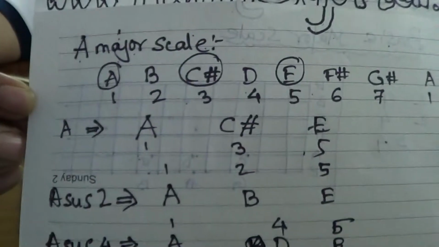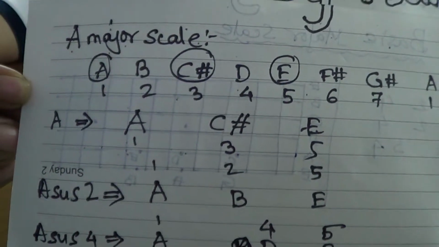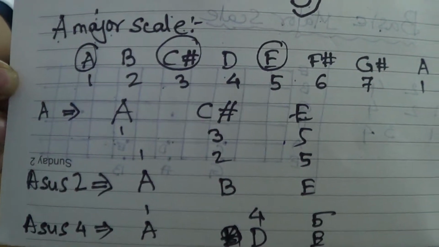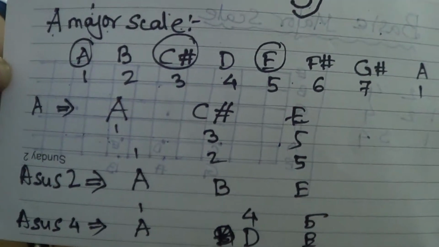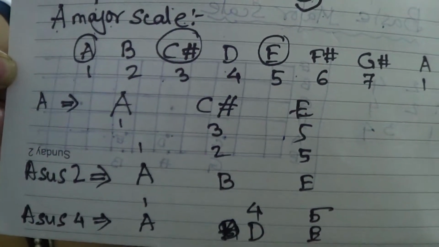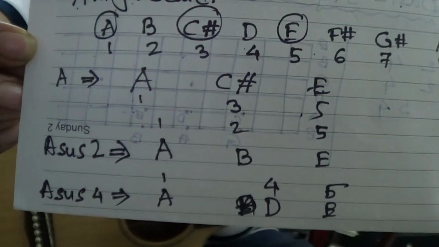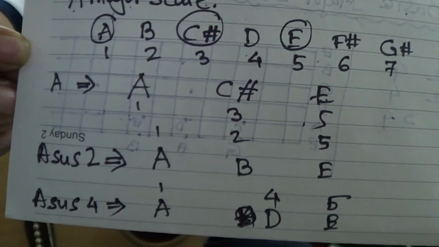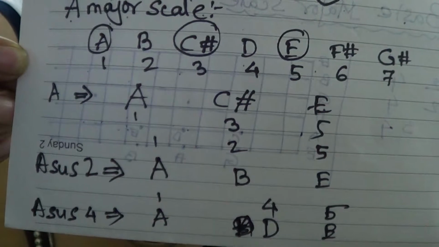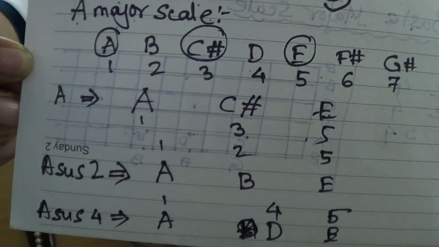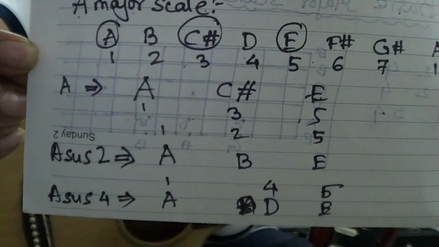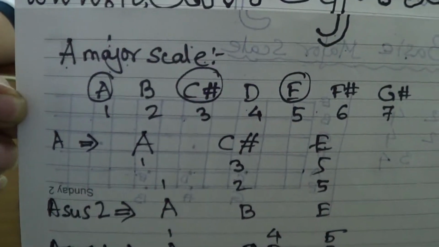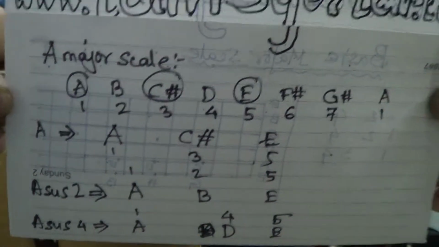See here, A sus2. What we have got in A sus2 is 1, 2, 5, which means we have replaced the third, that is the C sharp, with the second note of the major scale, that is the B note. Similarly for sus4, we have replaced the third note, that is C sharp, with the fourth note of the major scale, that is the D note. So far we've got 3 combinations. I hope you have written it down. You've got ample time, otherwise you can pause the video. Anyways, let us get back to playing.